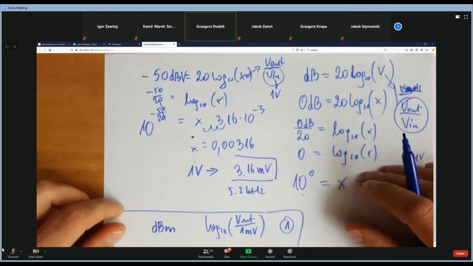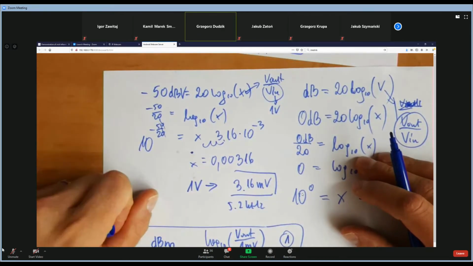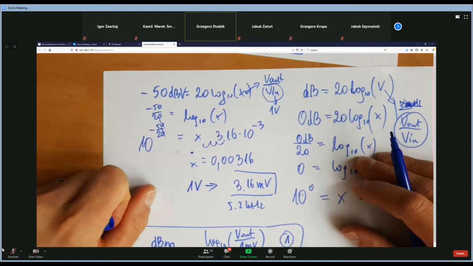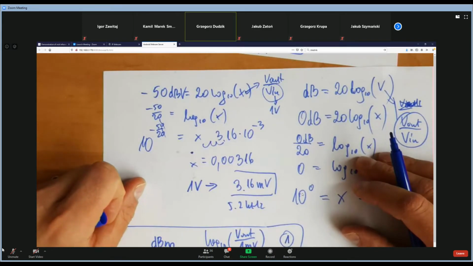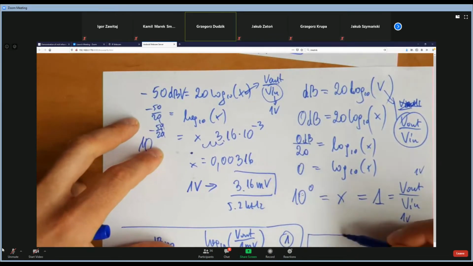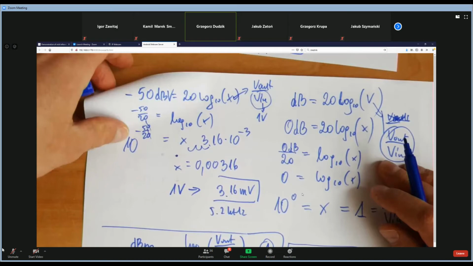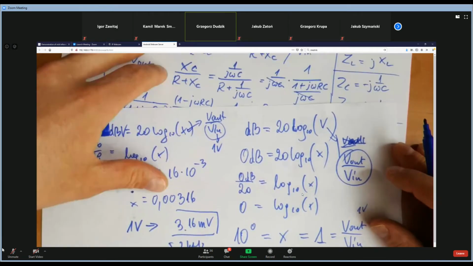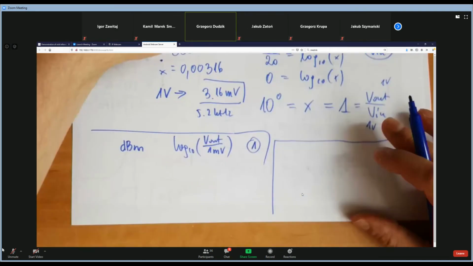However, let's come back here. We know how to make the calculations from the linear scale to the decibel scale. One more thing, because Jakub mentioned some specific point, in fact, for the filter.